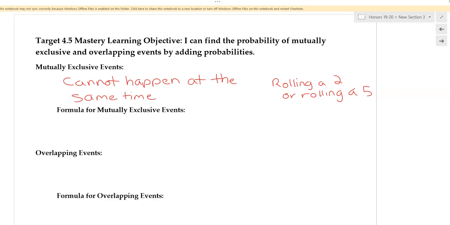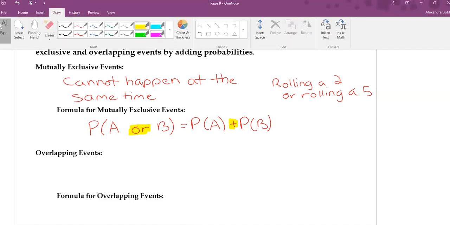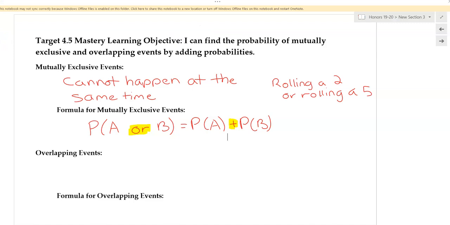The formula for mutually exclusive is the probability of A or B equals the probability of A plus the probability of B. So again, our keyword here is or, and or tells us to add. So yesterday we had the word and tells us to multiply, or tells us to add.